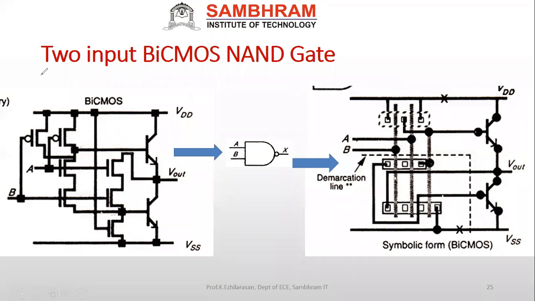See here, this is the 2 input BiCMOS NAND gate. Compared to your BiCMOS inverter, the diagram is a little bit different. The general structure which I gave to you, using that general structure only, this NAND gate is drawn. It's very, very simple. You see this portion, it is completely your CMOS, correct? This will be your PMOS array. This is your NMOS array. This is completely your CMOS network.